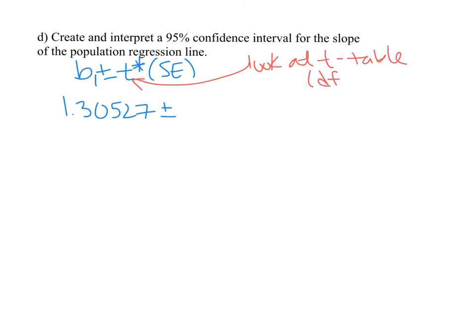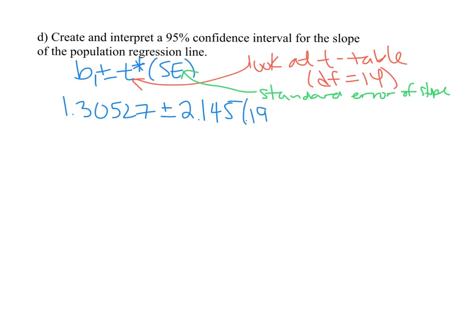Remember, our degrees of freedom was 14. You do end up getting 2.145 when you do that. And then the last thing that we're going to look at, this is where it gets a little bit weird. The standard error is going to be the standard error of the slope. And I think I didn't actually label that. So you're going to want to probably go back up and label it because it's important. And that is going to be 0.1993.